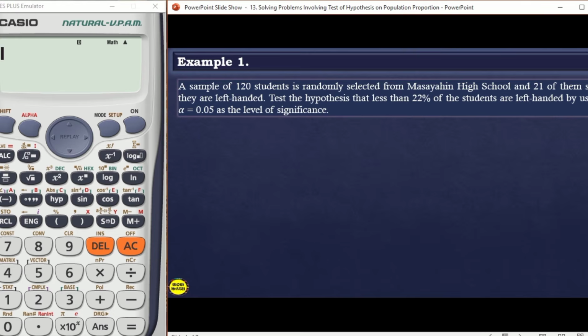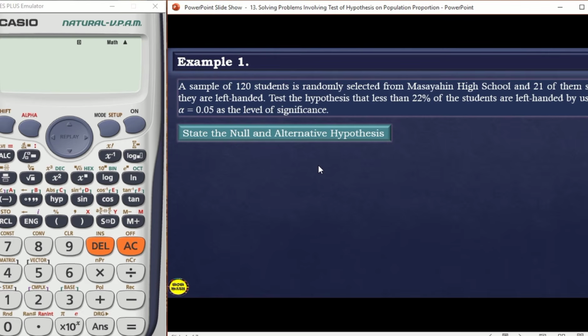So ano yung step number 1 natin? State the null and alternative hypothesis. Since meron tayong claim ditong, ano yung iti-test natin? Iti-test daw natin na less than 22% of the students are left-handed.